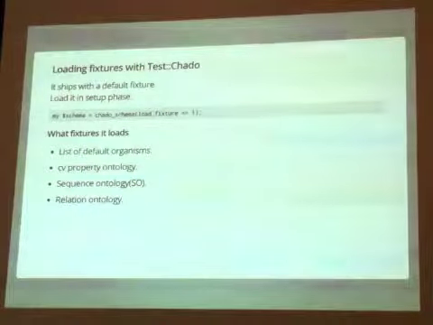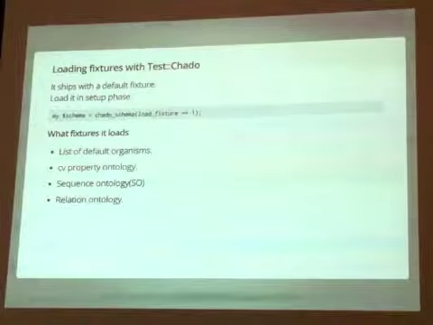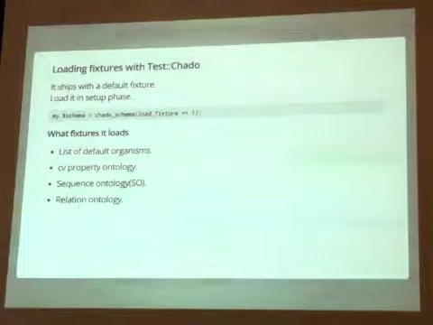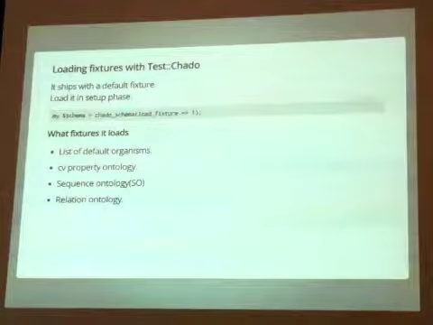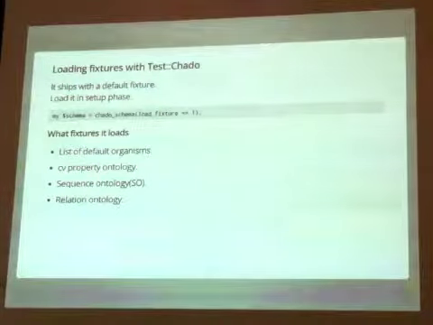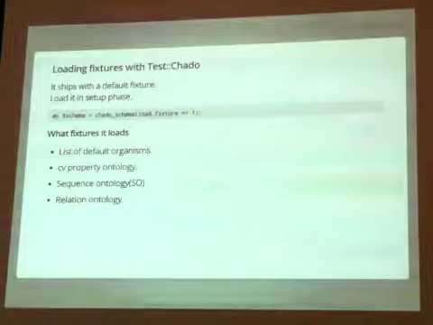It loads the default organism. If you look at the Chado distribution, there's a default YAML file, so that it loads CV property ontology, which is very important if you want to load CV and you want to specify a version. Sequence ontology, relation ontology. So this takes care of everything. So that's the way I was also testing all this feature thing.